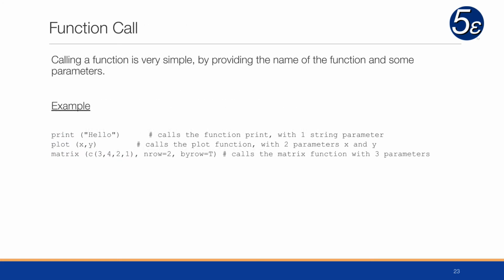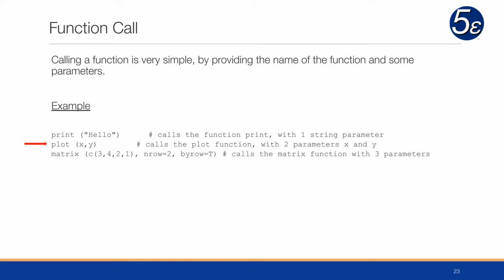Calling a function is very simple. By providing the name of the function and some parameters, you can execute a particular function. Here we have an example: print, parenthesis, quote, hello, quote, close parenthesis. This calls the function print with one parameter, which is a string, and the output would actually be the word hello on your console.